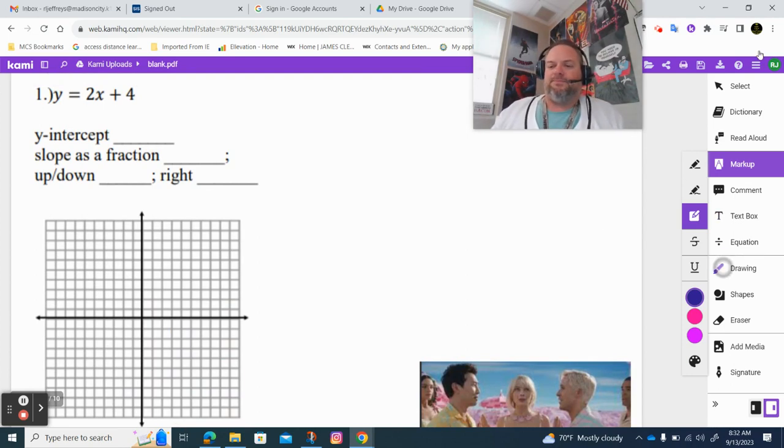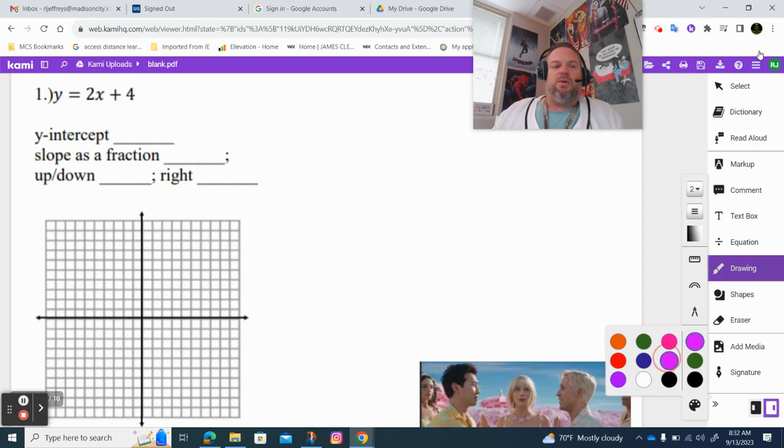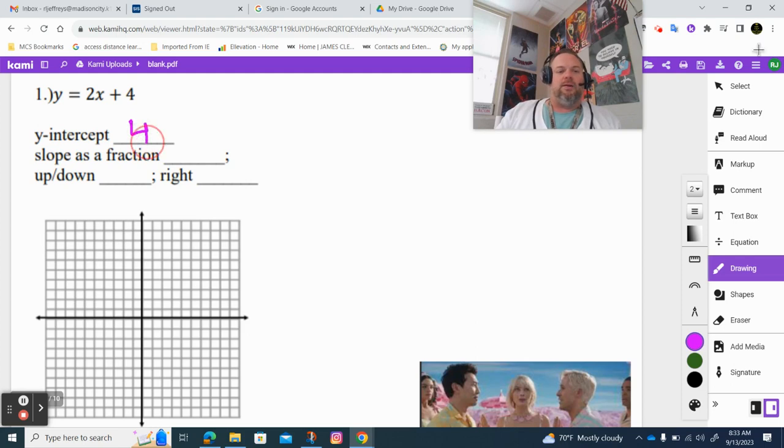Now, number one, all right, so what is our y-intercept? In this equation, what is the number without x? 4, okay? Now, our slope right here, that's 2. How can we write 2 as a fraction? 2 over 1. There's a reason. Oh, that's why he didn't let us write slope as a decimal last week when we were finding slope. So this means we're going to go up 2 and to the right 1. That's what we're doing from each point.